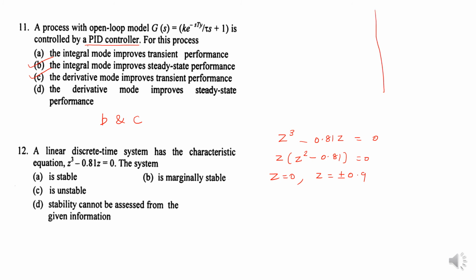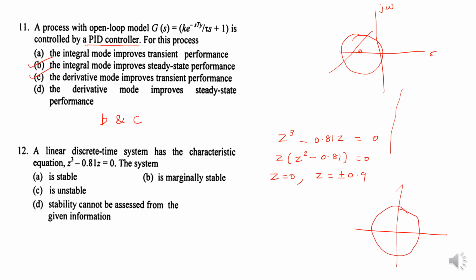Now I have to draw the unit circle. Here this is the unit circle. 0 is within the unit circle, 0.9 is within the unit circle, minus 0.9 is also within the unit circle. So the system is stable. All the roots are within the unit circle, so we can say the system is stable.